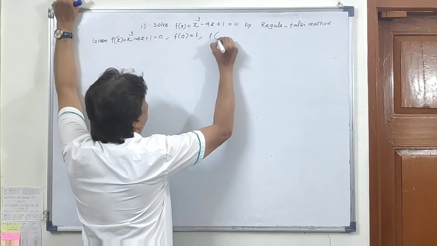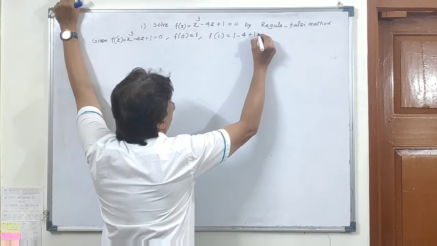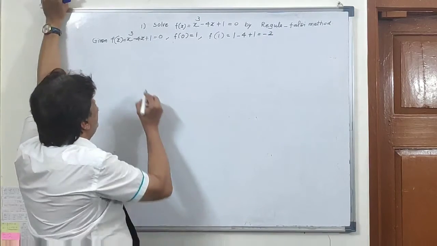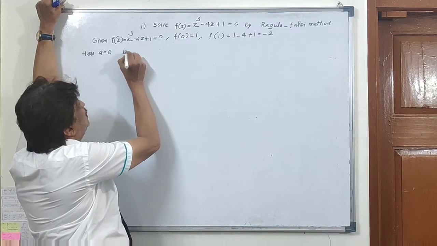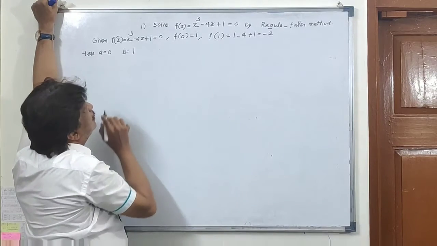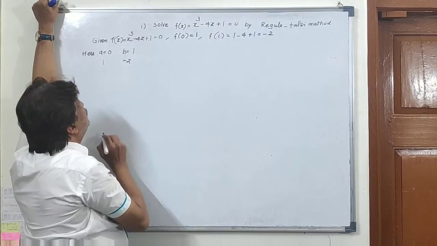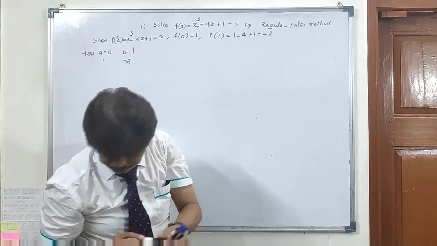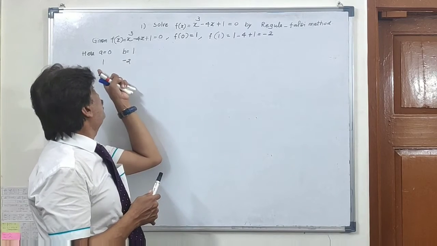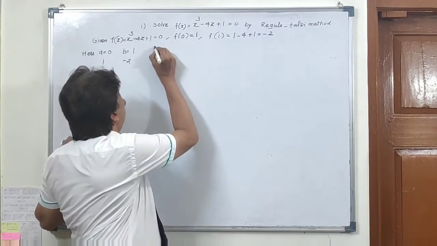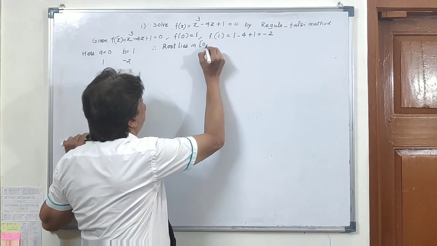Now f of 1. It is 1 cube means 1 minus 4 plus 1. So 2 minus 4, it is minus 2. What does it mean? So A is equal to 0 and B is equal to 1. F of 0 is 1 and f of 1 is minus 2. These are the f values. What does this mean? F of 0 is 1, f of 1 is minus 2, which means, therefore, the root lies in 0 and 1.